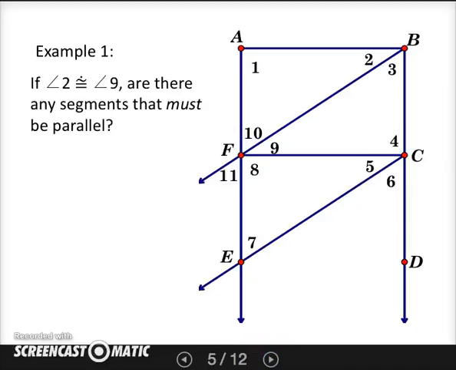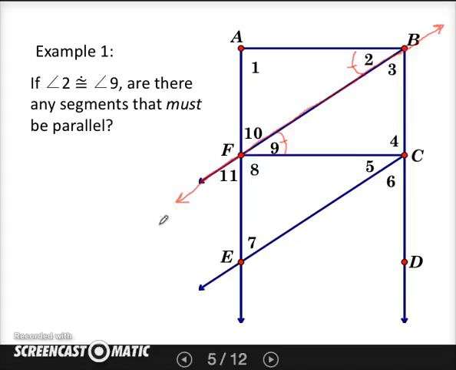Let's do an example. If we're given that angle 2 is congruent to angle 9, are there any segments that must be parallel based on this information? Let's first identify a transversal that connects angle 2 and angle 9. The transversal has to be touching both angles, and it has to form a side of each of the angles. And this line, line FB, does all of those things. So that is a transversal connecting the angles.